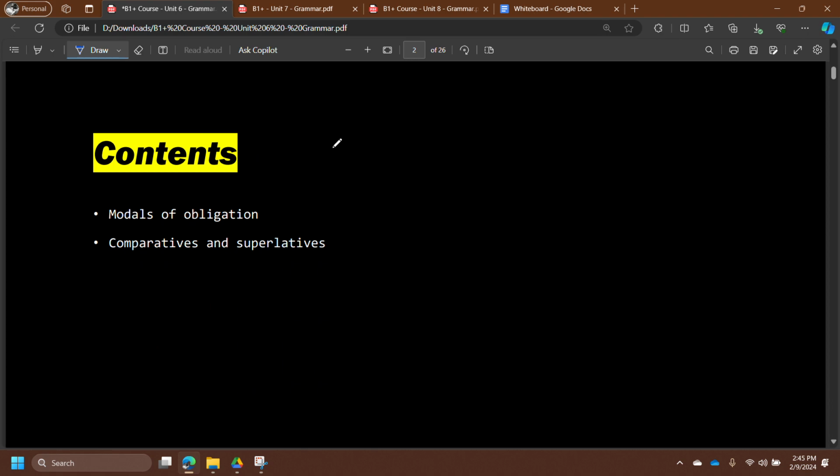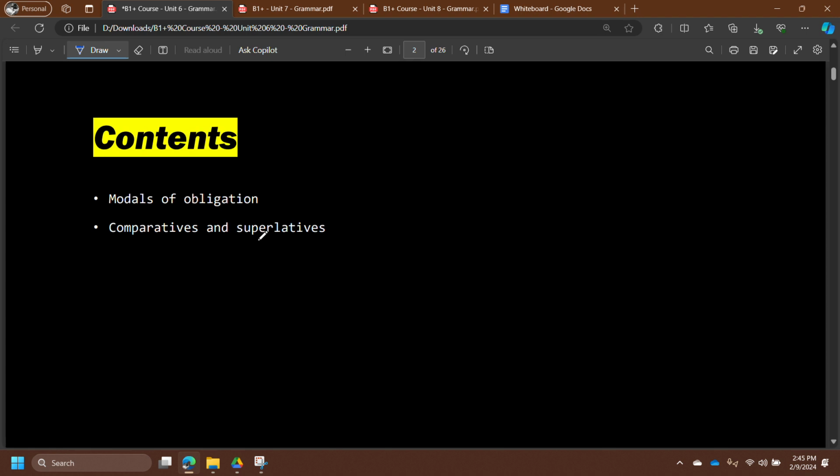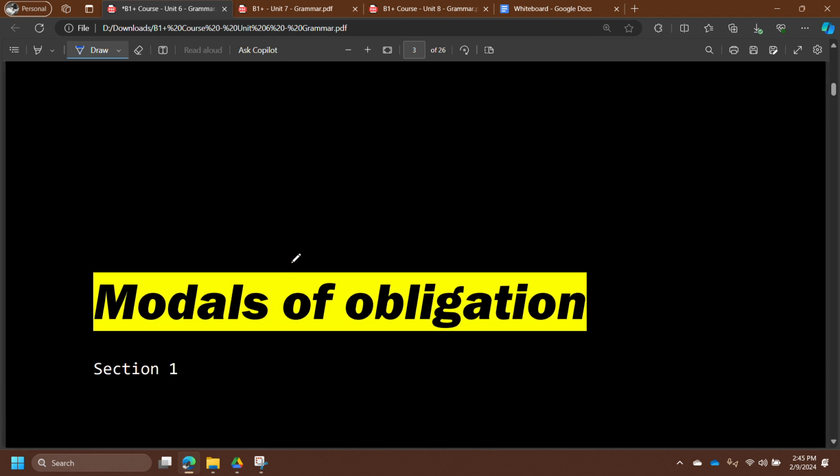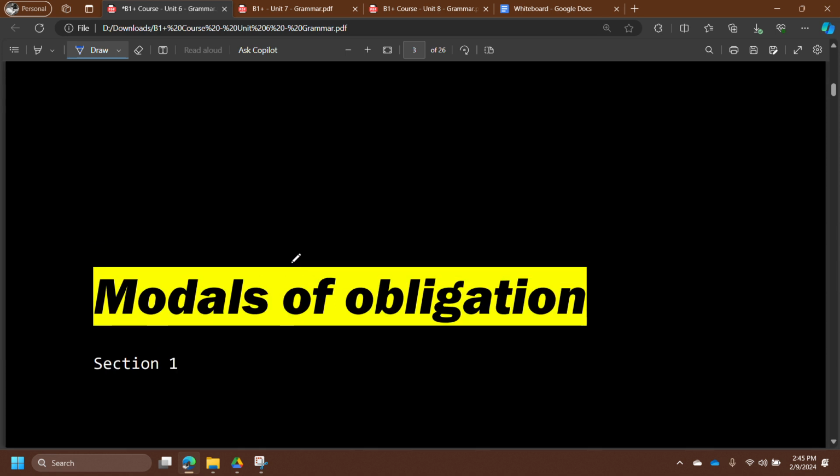So the contents of this specific unit number 6 is going to be about modals of obligation and comparatives and superlatives. So it's not very hard, but you do have to pay attention and do some practice as well. So let's slowly start. Okay.